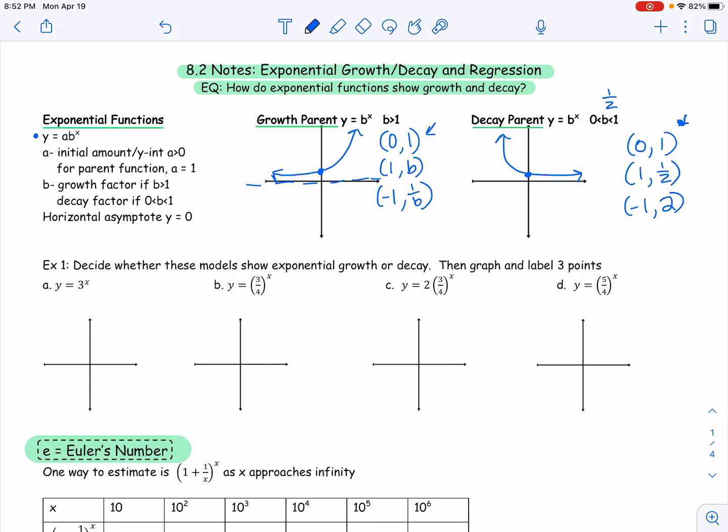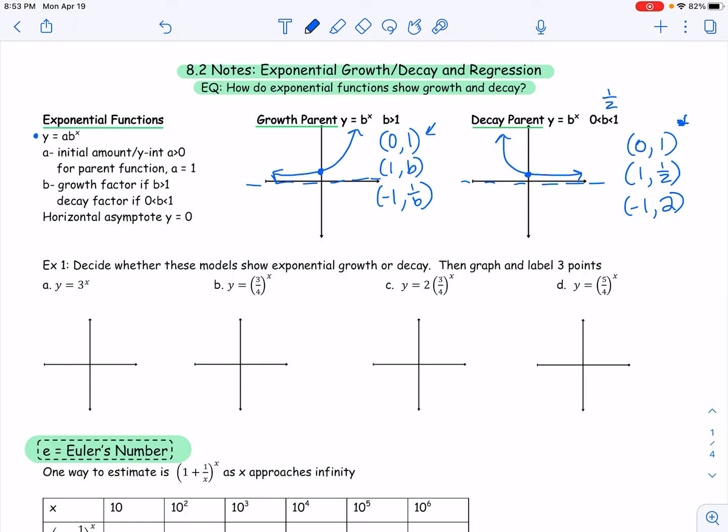And again, both of them have that horizontal asymptote of y equals 0. You'll always have a horizontal asymptote for an exponential function. Just like we said, based on the transformations, it might not always be at y equals 0. So we're going to start off really easy, and we just want to identify if the model is showing exponential growth or decay. So remember, it's all based on what our base value is. Anything greater than 1 is growth, and anything less than 1 but bigger than 0 is going to show decay.